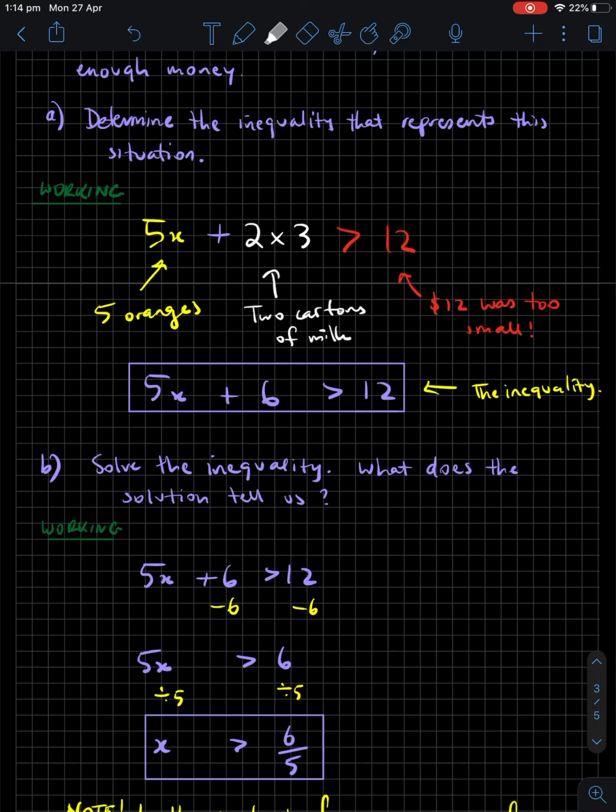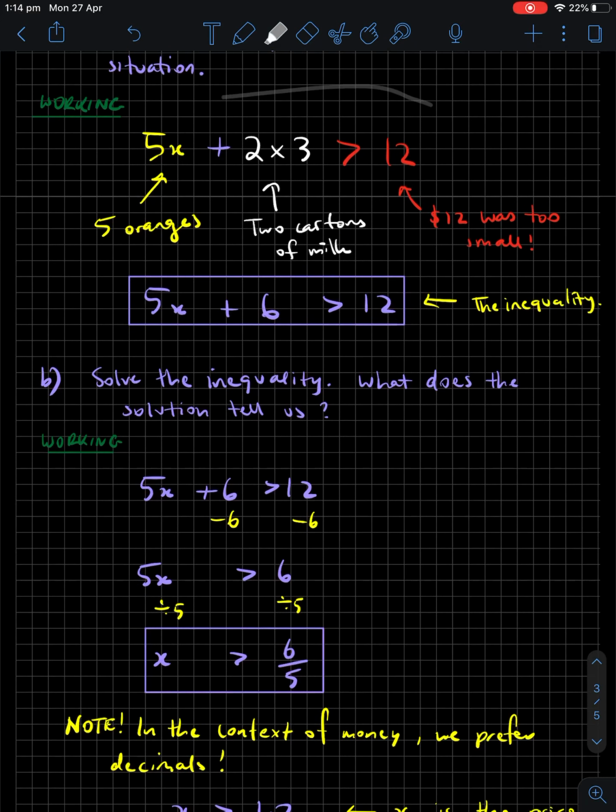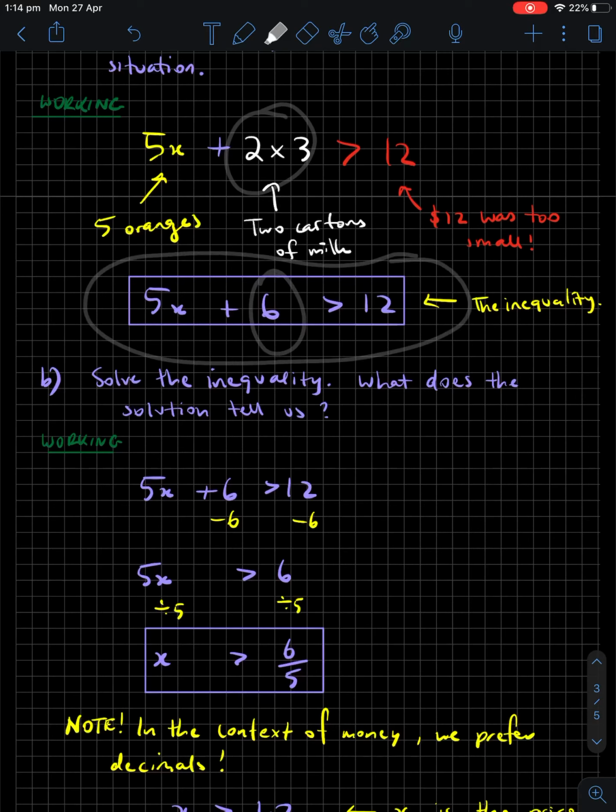Notice that it cannot be equal to $12 because if it was equal to $12, he would have had enough money. So it's strictly greater than $12. It had to be bigger than 12. So that's the symbol we use in this case. Let's simplify this thing here. Only thing we can do is 2 times 3, and that makes our 6. And then we get our final inequality, as simple as that. You just have to think through the situation.